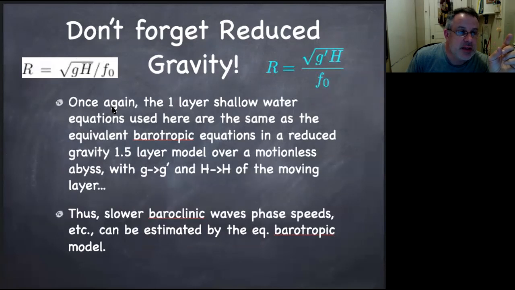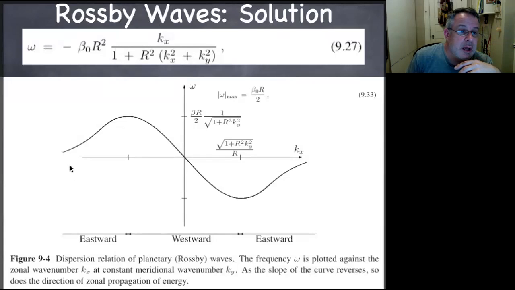This one is around 10,000 kilometers in the ocean. This one's around 50 kilometers in the ocean. So this is the more important one for things that fit inside of our basin. If we plot this dispersion relation as a function of kx, you can see, well, think about what this means. So omega divided by kx is the phase speed.